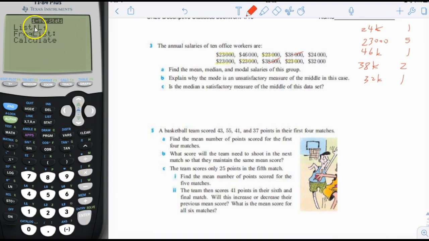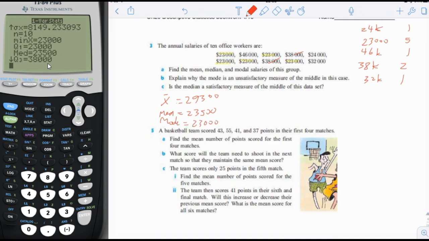Okay, and now I'm going to do stat calc 1 var stats for this one. For the list, I'm going to put the value column, which is L2, so second L2. And for the frequency, I'm going to put second L3, because that's where I put the frequencies. Then I do calculate. Remember, before we left the frequency blank. So in this case, the mean is going to be 29,300, and the median is going to be 23,500. And the mode is, of course, 23,000 because it occurs 5 times, right?